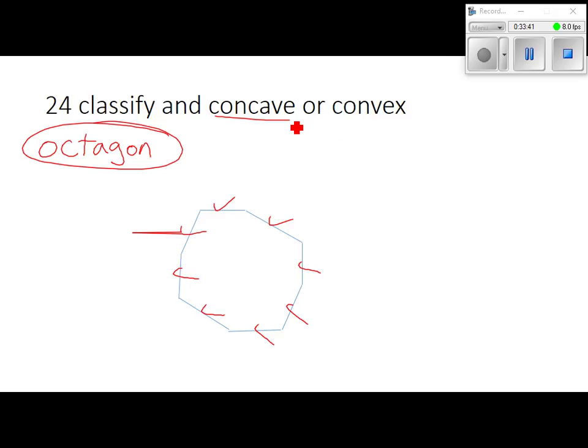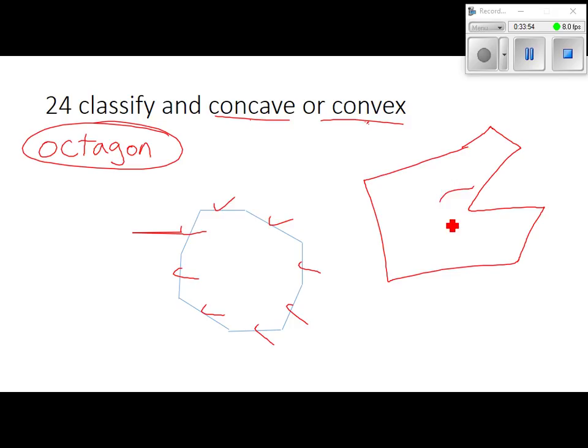Remember, concave, convex. Convex, all the angles less than 180. Concave has one of the angles that points inwards, something like that, more than 180. So this one is convex. And that's the ones that we'll deal with most of the time.